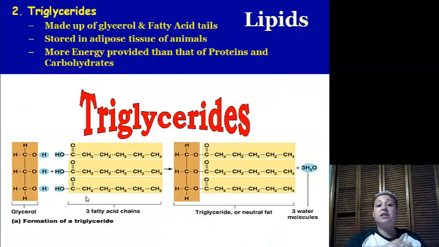Triglycerides are made up of a glycerol and fatty acids. They store in the adipose tissues of animal cells, in animals, and they hold more energy than protein and carbohydrates combined. Now, how do we get triglycerides? Well, in this illustration here, we take a glycerol and we take 3 fatty acids, and we combine them. When we combine them, this H and this H and this O have to come out as water. So we get a triglyceride and 3 water molecules.